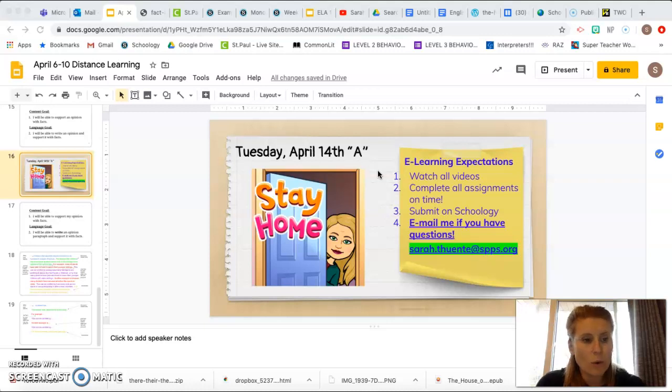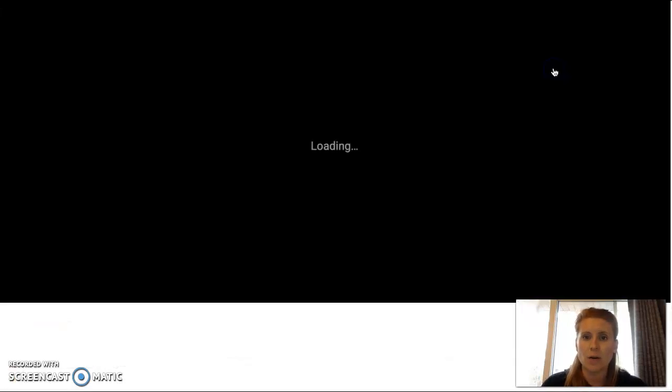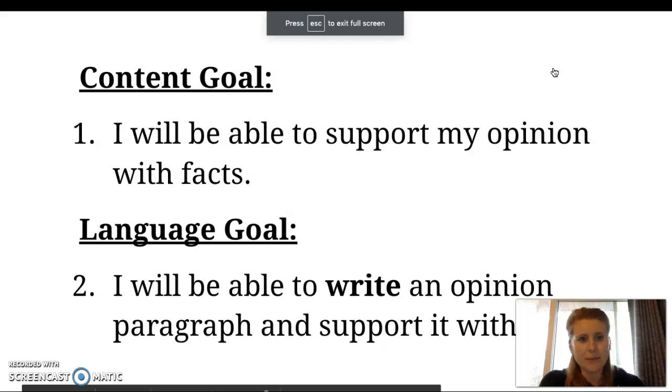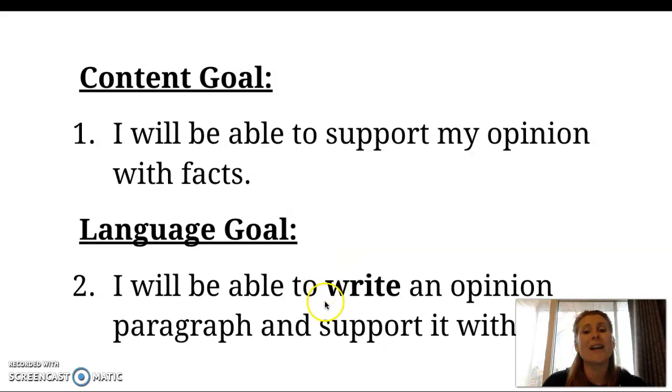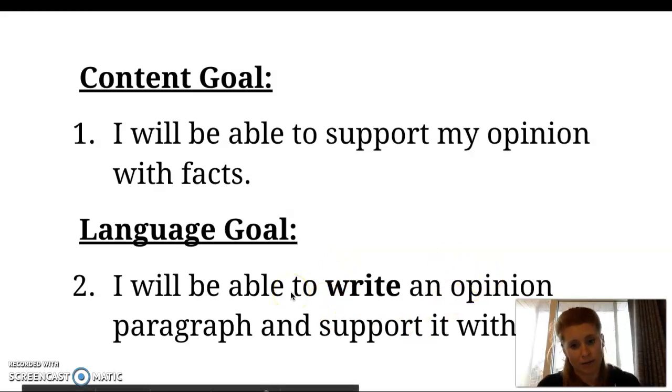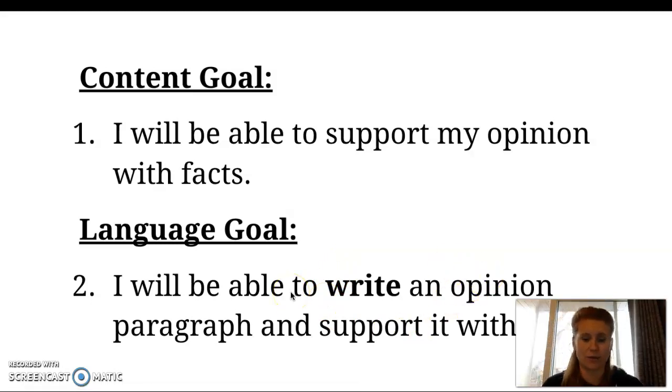Today we're going to go over the graphic organizer from yesterday, and we are going to start our writing piece, and I'm going to show you exactly how to do that. You may need to watch this video a couple of times, but here it goes. So today our goal is I will be able to support my opinion with facts, and I will be able to write an opinion paragraph and support it with facts. That's the goal for today.